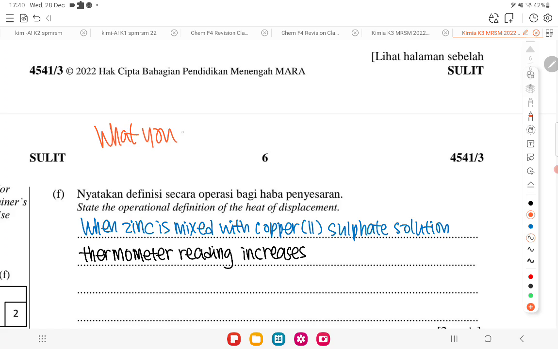What you need to do in this experiment, and what you will get, or what you will observe. What you can see in this experiment. Every time you want to write operational definition, you just need to mention what you need to do and what you will observe. Okay, now let's look at it.